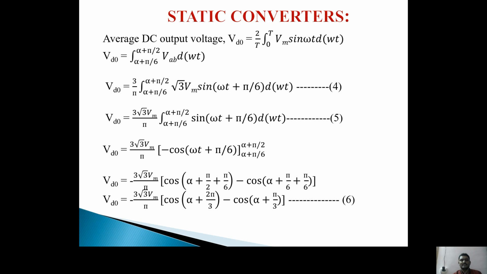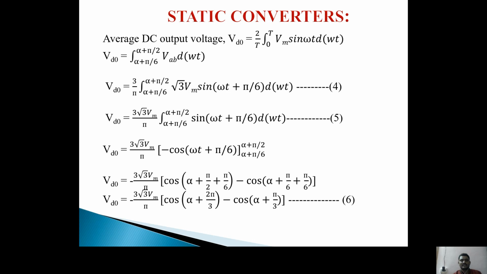So apply integration to this, that is sine of omega t plus pi by 6 d(omega t). So we have minus cos of omega t plus pi by 6 with limits alpha plus pi by 6 to alpha plus pi by 2. So that is Vd0 is equal to 3 root 3 Vm by pi into, apply the upper limit and lower limit to this one, that is cos of alpha plus pi by 6, pi by 2 plus pi by 6, minus cos of alpha plus pi by 6 plus pi by 6.